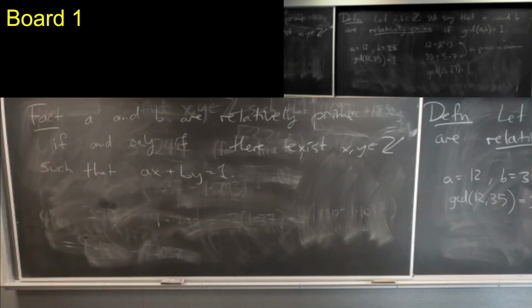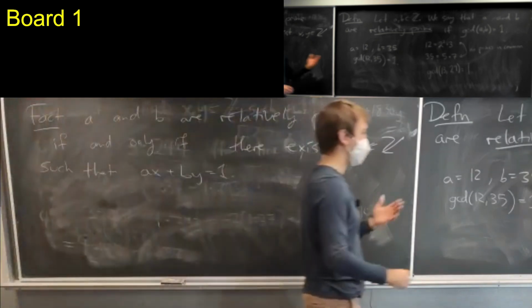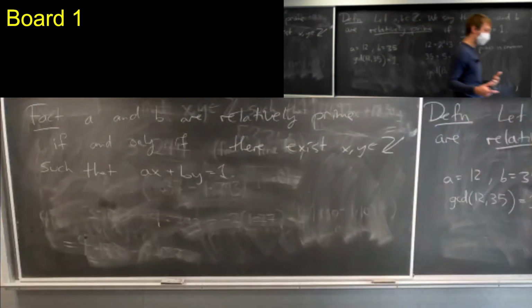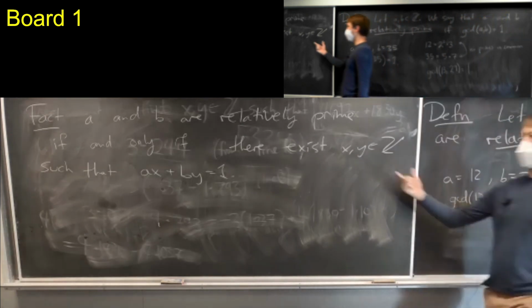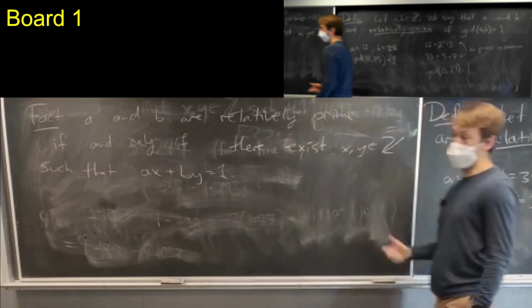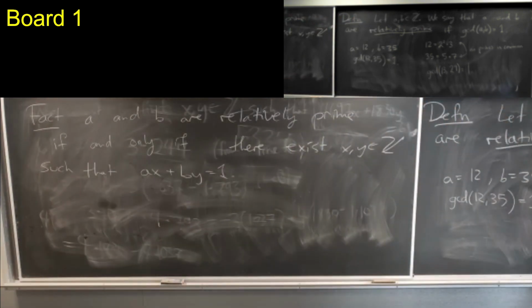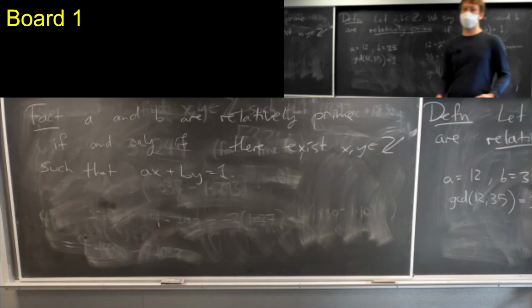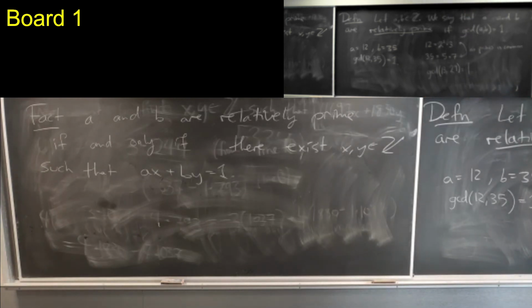So if you are ever given integers and you know that they're relatively prime, you know that there exist x and y such that this is true. And this is a very useful thing. So okay, let's use this in a proposition. What is it? 5.14.4.